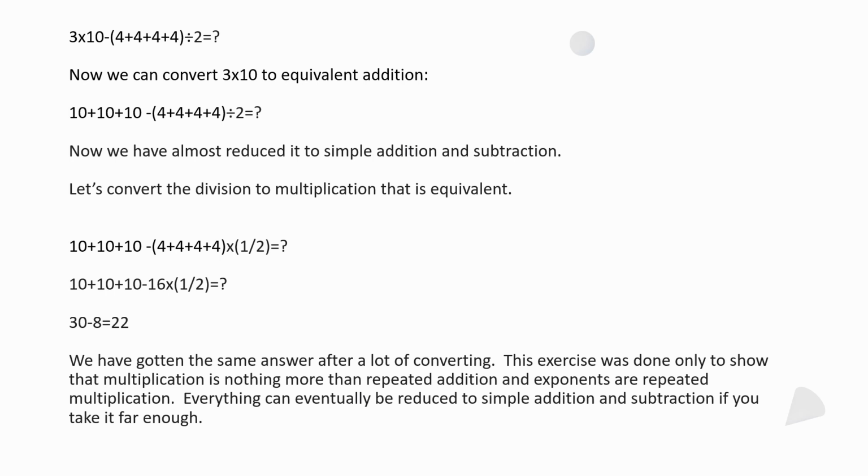We can convert the 3 times 10 to equivalent addition. What is 3 times 10? It's the same thing as saying 10 plus 10 plus 10. So let's write that out. 10 plus 10 plus 10 minus, and then in parentheses, 4 plus 4 plus 4 plus 4, close parentheses, divided by 2. Now we've almost got it reduced down to simple addition and subtraction. We're not quite there yet.